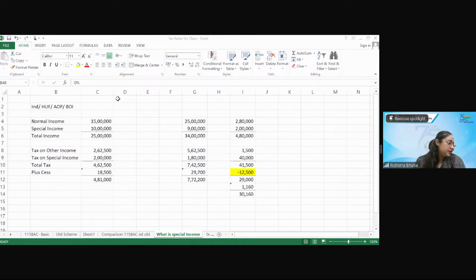Yes, even if it increased by 1 rupee, the entire 5 lakhs will be taxed as per the old regime. But in the new regime, they have brought some change in it. I'll let you know that. Now, this was the rebate as per the old regime.